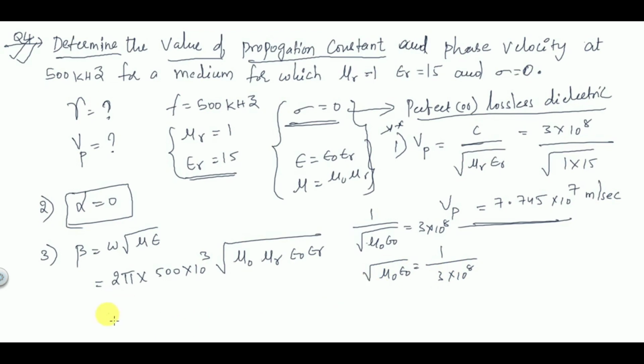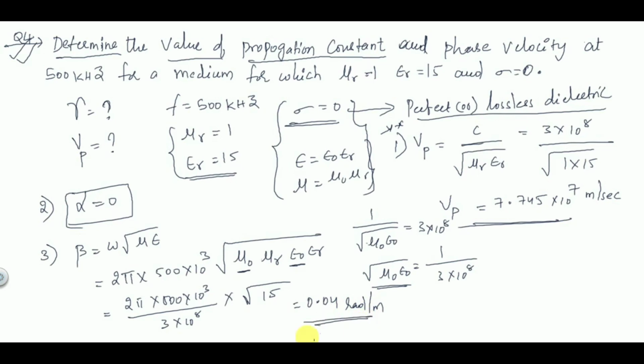Okay, so substituting that, what you'll get? 2 pi into 500 into 10 to the power of 3 divided by, I am writing root of mu naught into epsilon naught as 1 by 3 into 10 to the power of 8, so in the denominator, into root of mu r epsilon r. Root of mu r is 1, epsilon r is 15, so 1 into 15 is 15. Okay, so if you solve for this, you will get around 0.04 radian per meter.